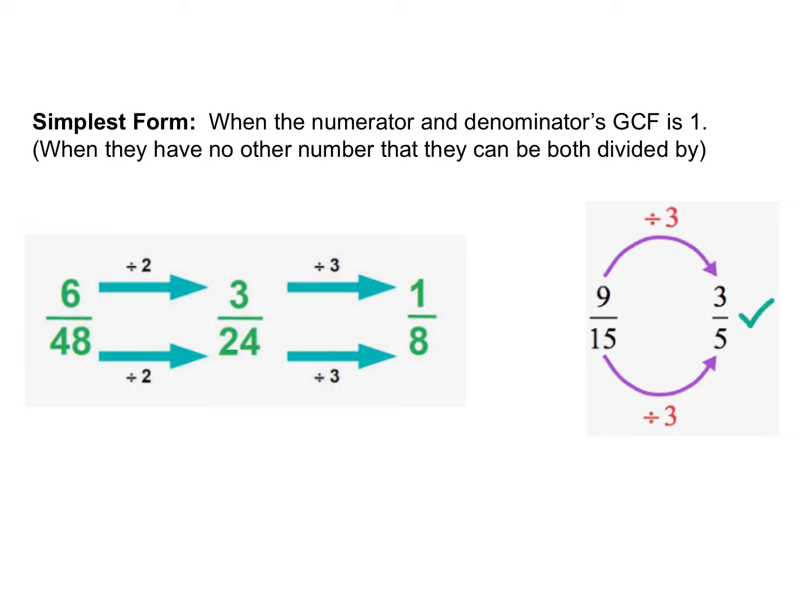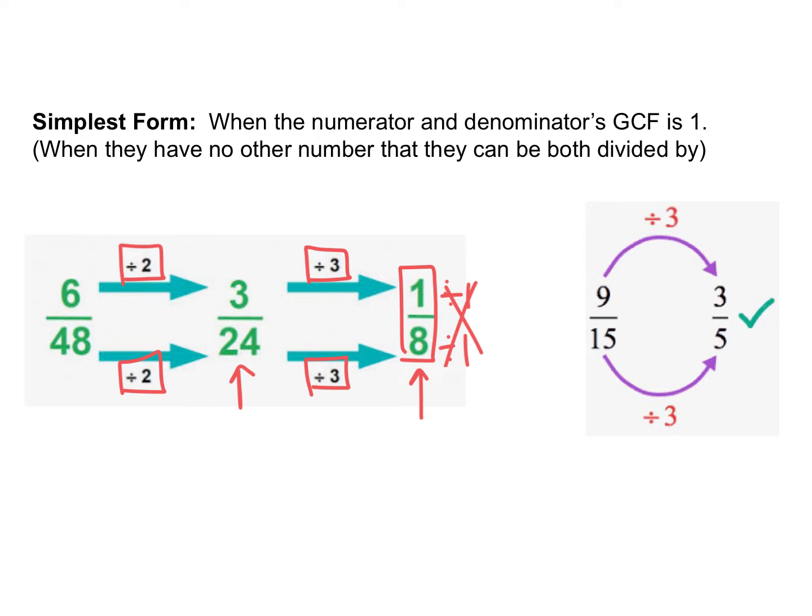So we had 6/48. We divided both the top and bottom by 2, making an equivalent fraction, 3/24. But that's not in simplest form because 3 and 24 can both be divided by 3. So we divide again, and we end up with another equivalent fraction, 1/8. But now the only number that they can both be divided by would be 1, and we're not going to do that, so our simplest form would be 1/8.